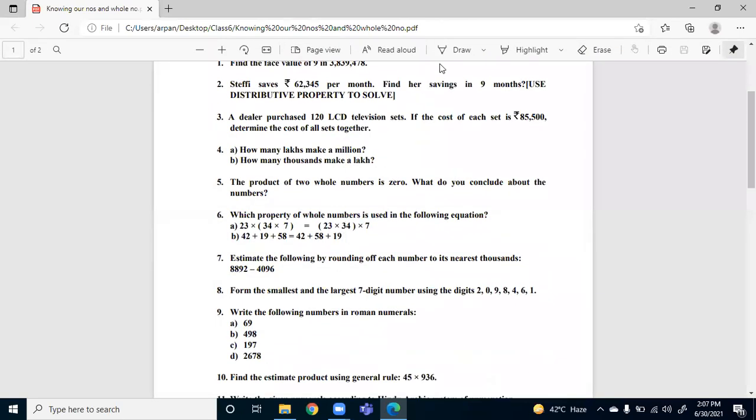Yes, what is the name of the property you are saying? Ma'am, commutative property of multiplication. The name is correct. So that is called commutative property of multiplication. Thank you, ma'am.